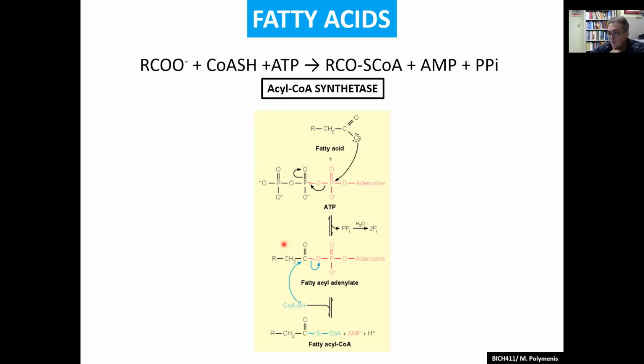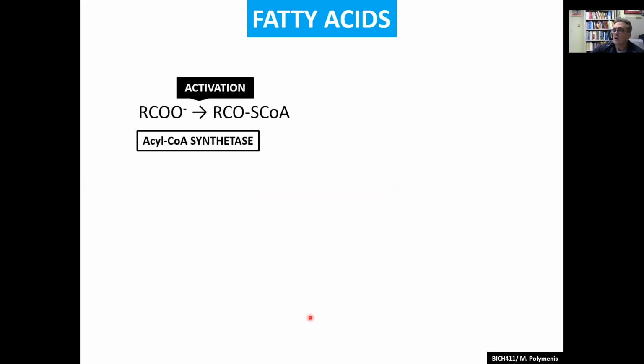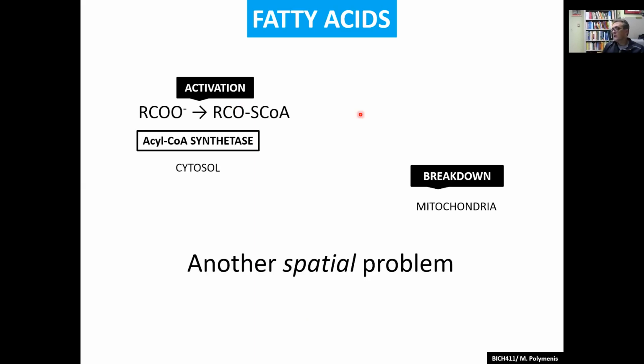Once you have the fatty acid adenylate, then coenzyme A will attack. You release AMP, okay, and you have the acyl-CoA fatty acid. You have the thioester with CoA. Now in that form, the fatty acid is ready to be broken down, except that it has to get into mitochondria first. So we have another spatial problem here. They're in different places, where the substrate is and where the rest of the reactions happen.